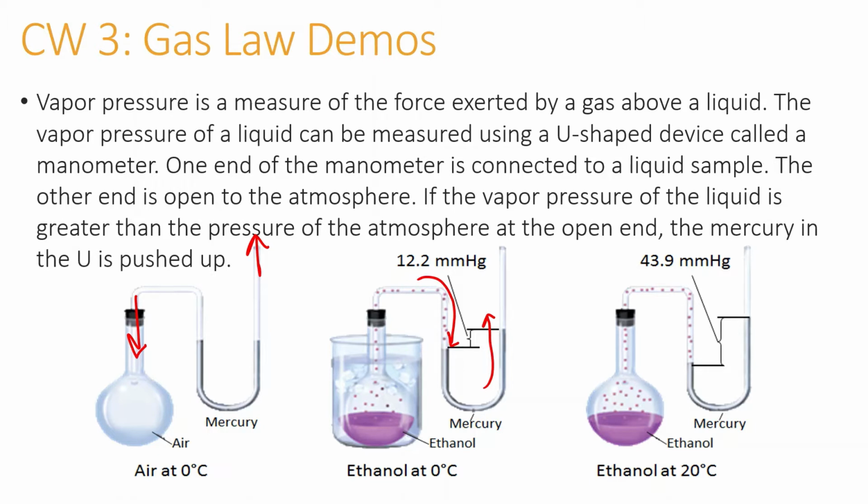So the harder that gas is pressing, the more it's going to displace the mercury up the tube. So we can measure the difference between the level of mercury, and that's what we see here on our diagram. So this is the difference in pressure between the gas that's in the flask versus the pressure of the atmosphere.